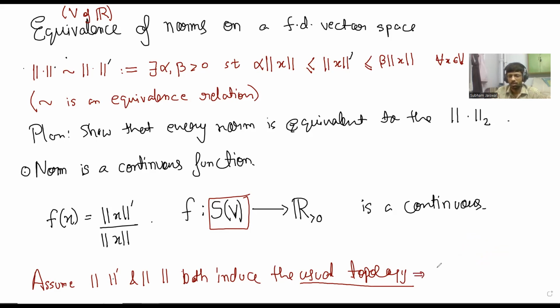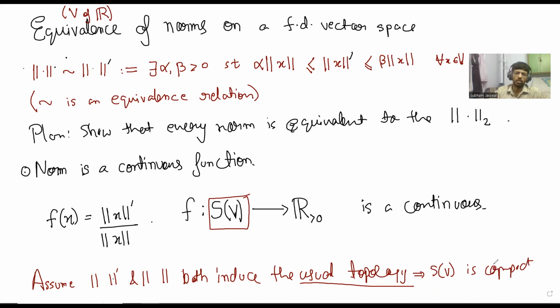So this implies that the sphere S_V is compact, because in Rn the unit sphere is compact, being closed and bounded. And that implies that f has a minimum and maximum. That's right. That's it.